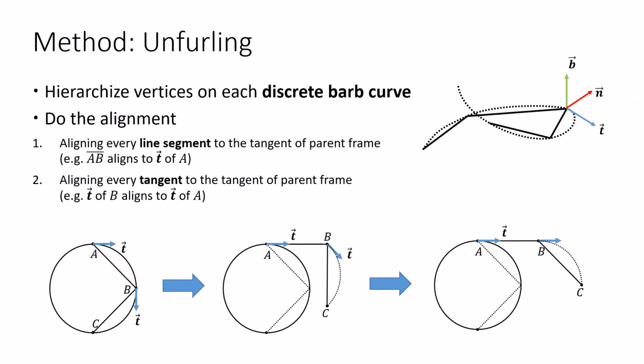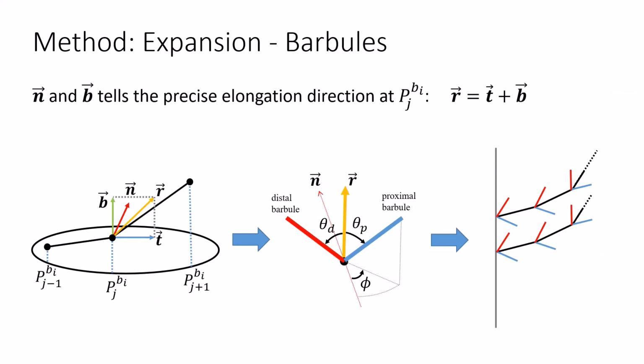Aligning every line segment to the tangent of the parent frame, and aligning every tangent to the tangent of the parent frame. As for expansion, we first need to build the Barbules geometry data. Because the helical growth stage already provides the precise elongation direction of the Barb, we choose to calculate the basis axis R for Barbules generation by using the discrete frame.